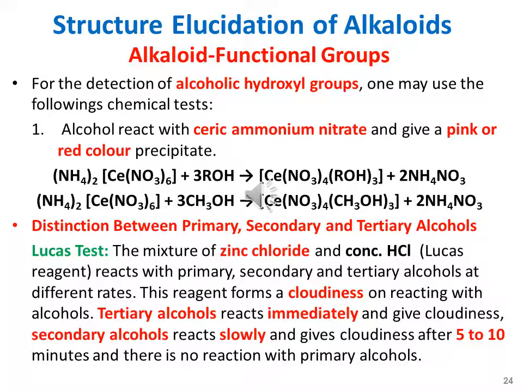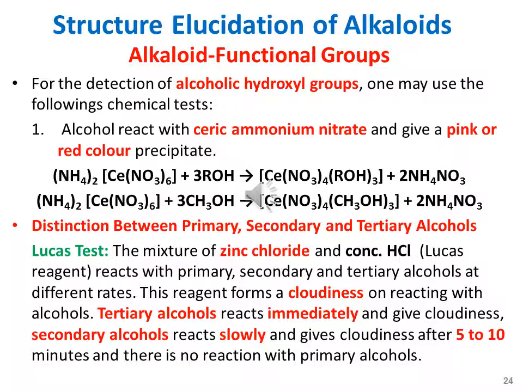For the detection of alcoholic hydroxyl groups only, one may use ceric ammonium nitrate solution. Upon addition into the alkaloid solution, a pink or red color will indicate the presence of an alcoholic hydroxyl group. So if your sample contains alcoholic hydroxyl groups, upon addition into the ceric ammonium nitrate, it will produce the pink or red color.